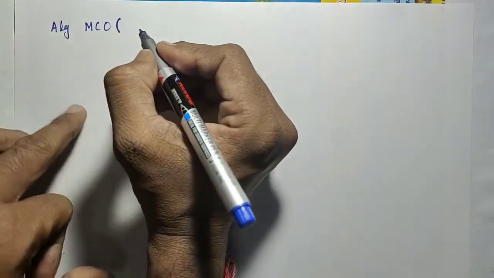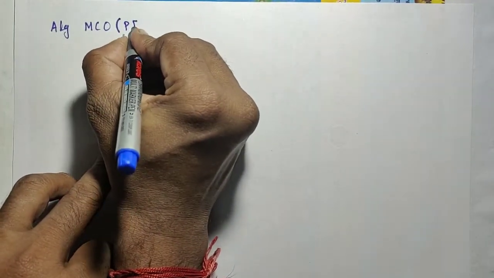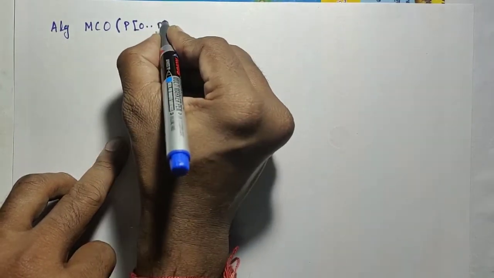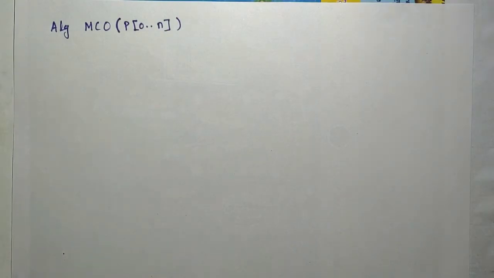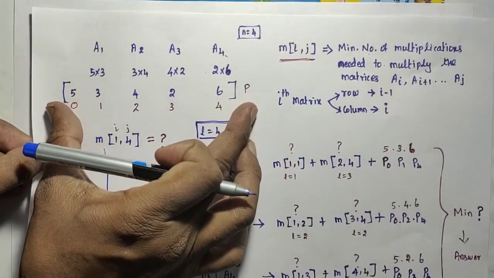The input is the matrix dimensions in an array, P of 0 up to n. So this is the input for the algorithm. We are given this array as an input.